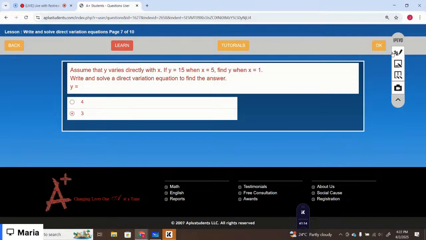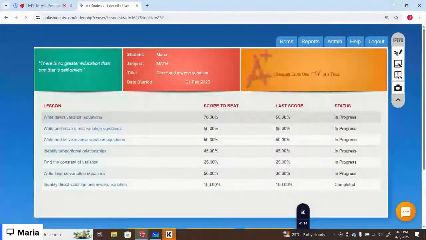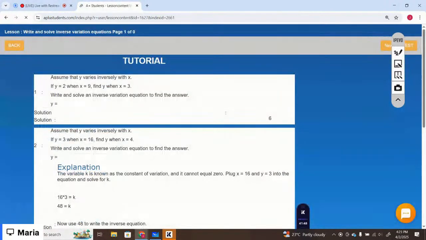Option number two is the correct option, right? If when x equals 1, y equals 3, okay, you can complete the lesson by yourself for today. Let me just move on to the next lesson. The next lesson is write and solve inverse variation equations.